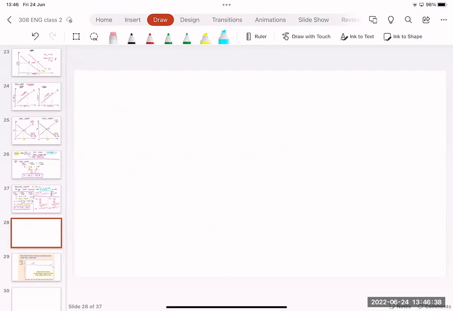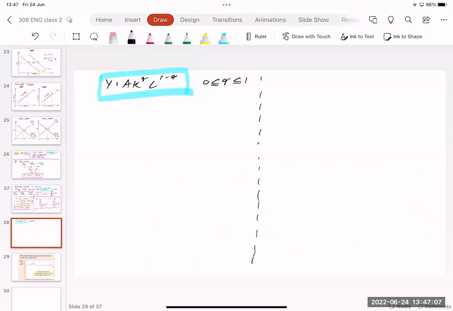Okay, next one. From the Cobb-Douglas equation, Y equals A K^α L^(1−α), like this. As you know, alpha should be a value between 0 and 1. Okay, and then I'm solving the equation for you.